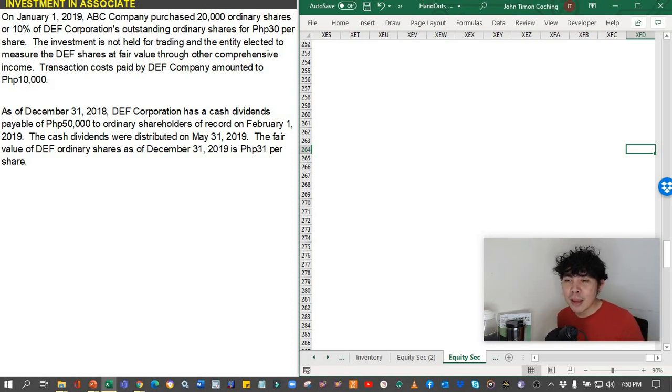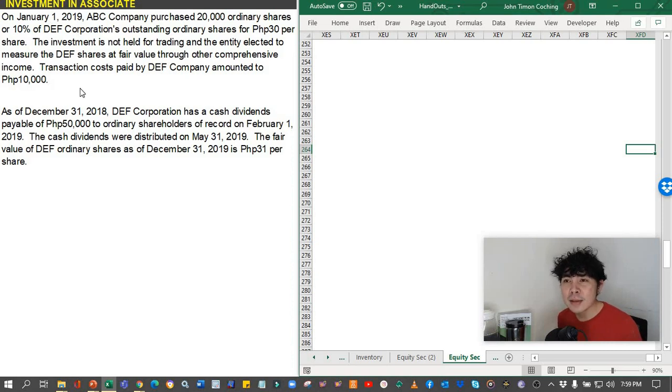Then, another paragraph says, as of December 31, 2018, DEF Corporation has a cash dividends payable of 50,000 pesos to ordinary shareholders of record on February 1, 2019. The cash dividends were distributed on May 31, 2019. Then, the fair value of DEF ordinary shares as of December 31, 2019 is 31 pesos per share. So, we had an acquisition on January 1, 2019, and what we paid to acquire the 10% or 20,000 ordinary shares is 30 pesos per share.